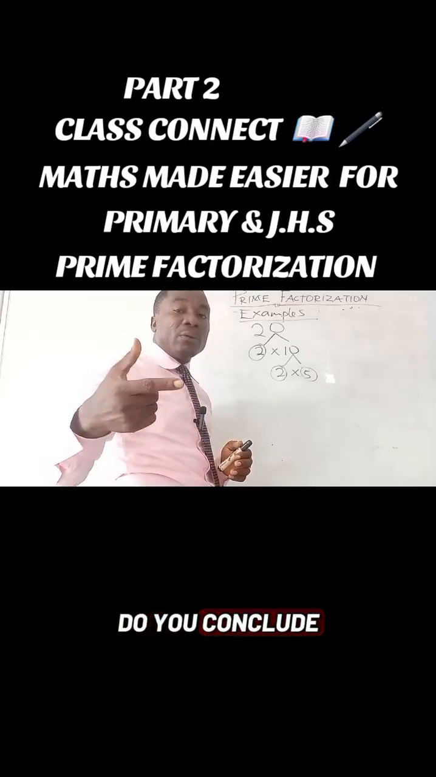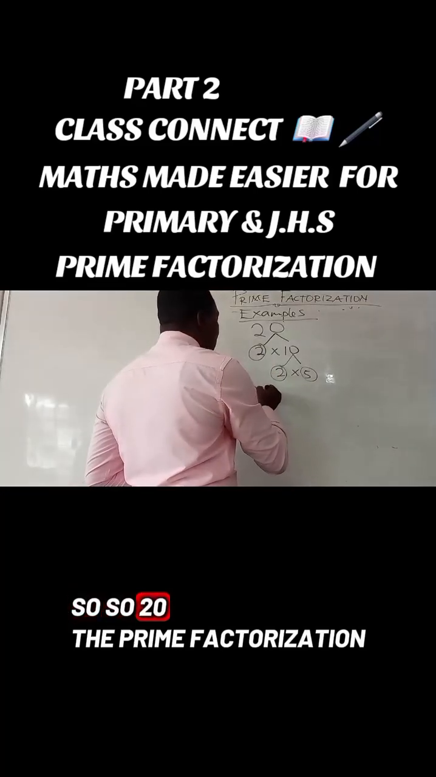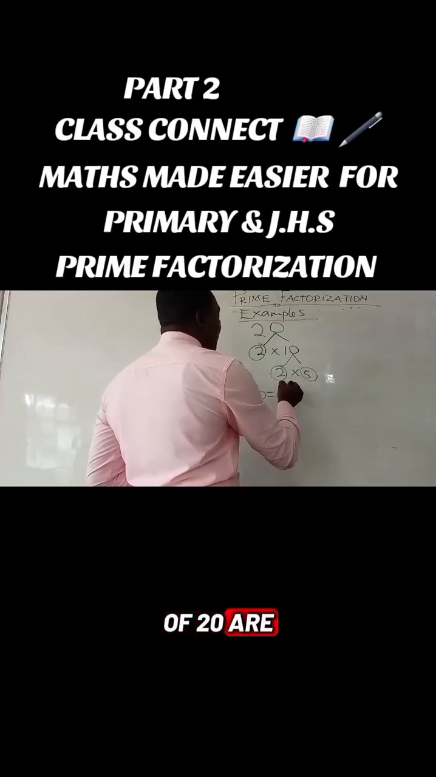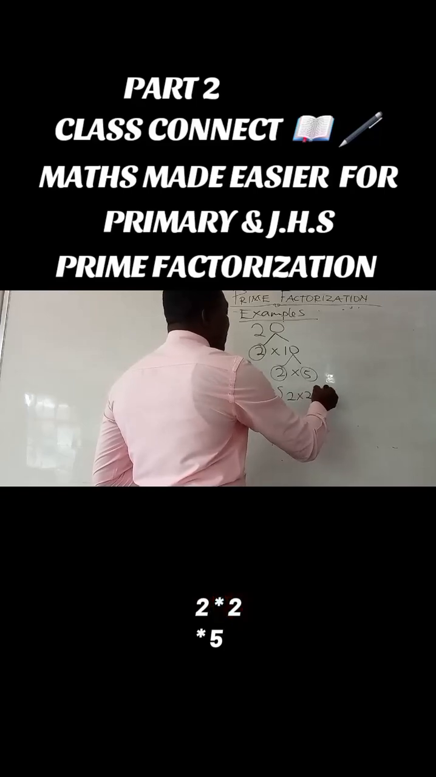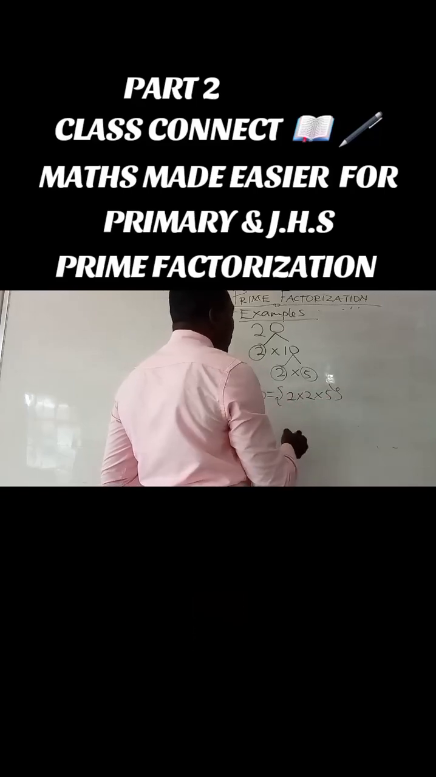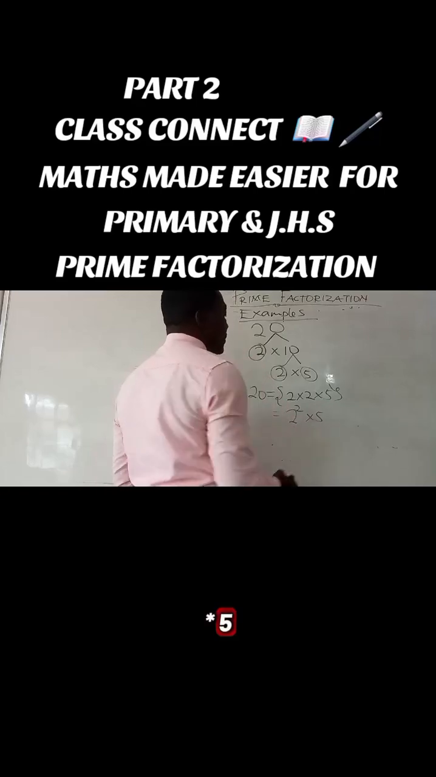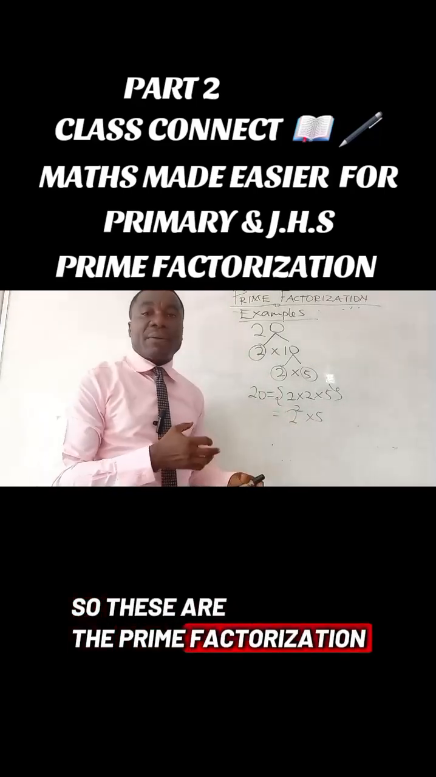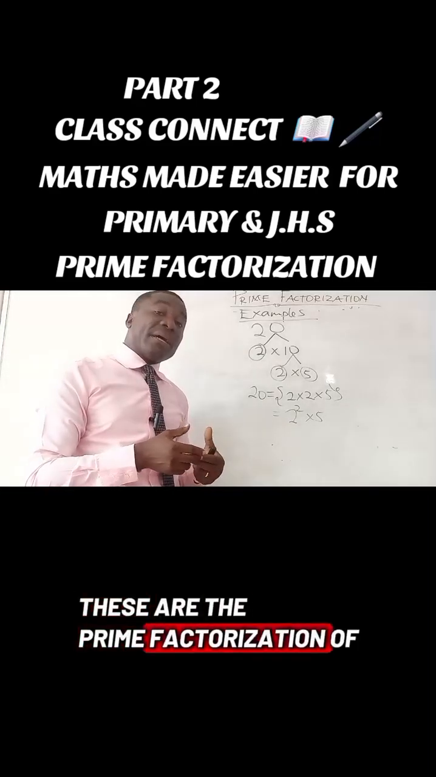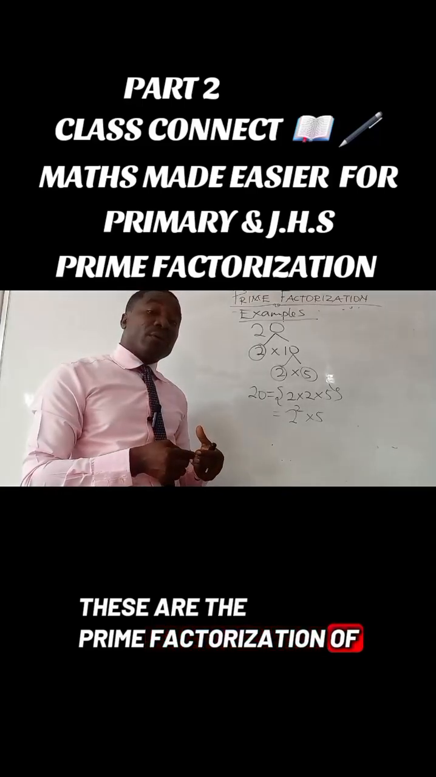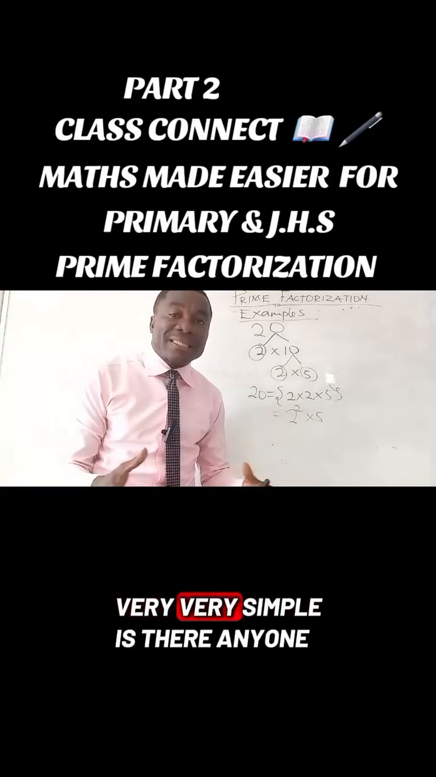So how do you conclude? How do you get the numbers out? The prime factorization of 20 is 2 times 2 times 5. You can go on further to say 2 raised to the power 2 times 5. So these are the prime factorization of 20. Very simple. Very, very simple.